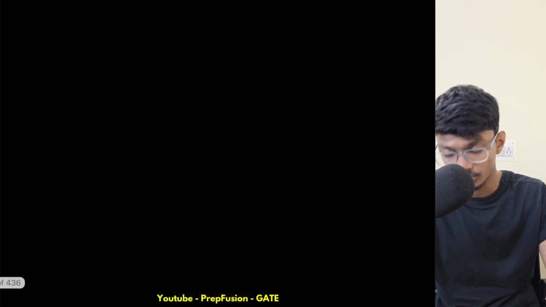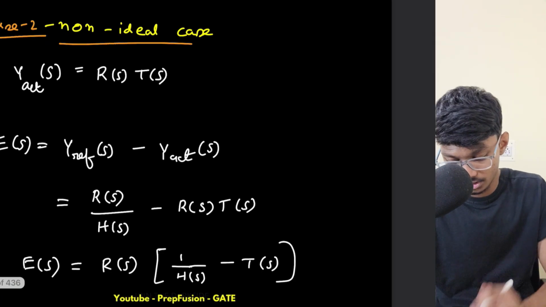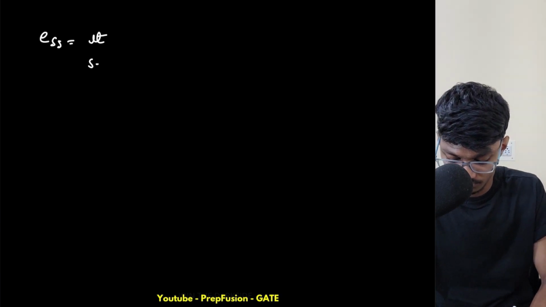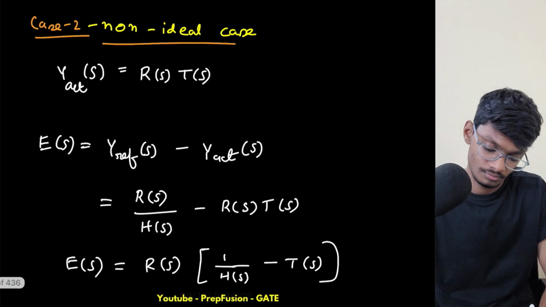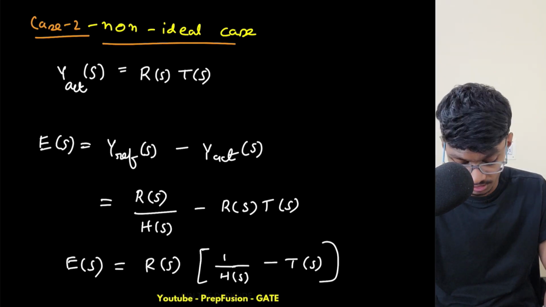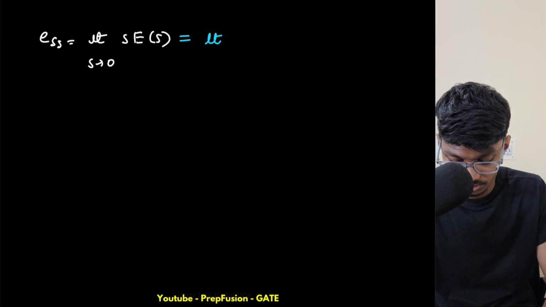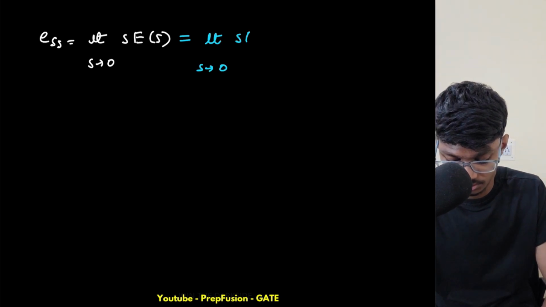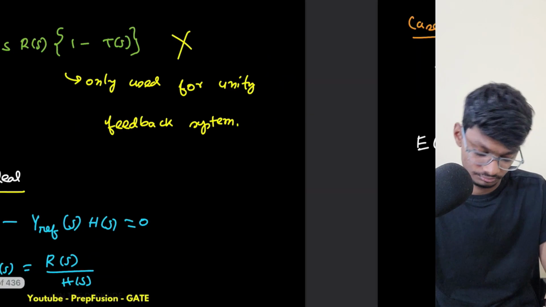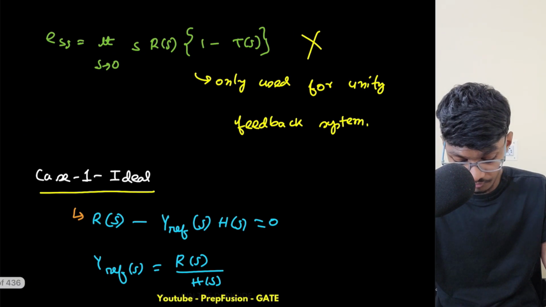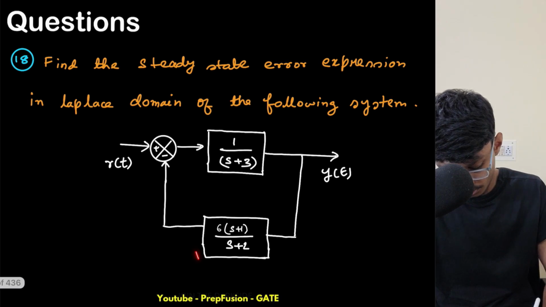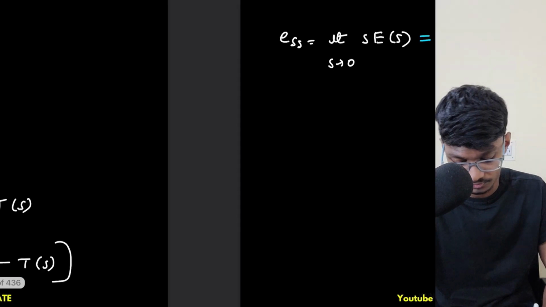Now you put the value of h of s, you put the value of t of s. First, for steady state error, limit s tending to 0 of s e of s. So this is equals to limit s tending to 0 of s into r of s into 1 by h of s. What is h of s? H of s is equals to 6 into s plus 1 divided by s plus 2.